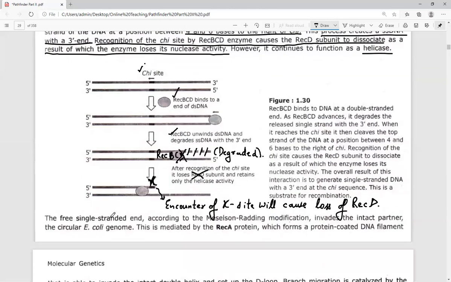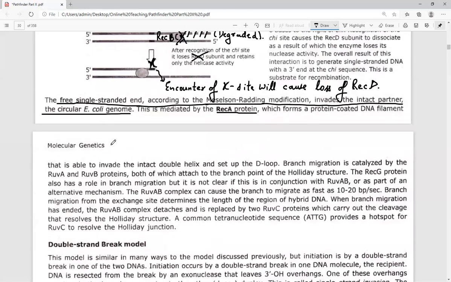The free single-stranded end, according to the Meselson and Radding modification, invades the intact partner. The free single-stranded strand of the DNA is going to invade the intact partner, the circular E. coli genome. This is mediated by another protein called the RAC-A protein, which forms a protein-coated DNA filament.